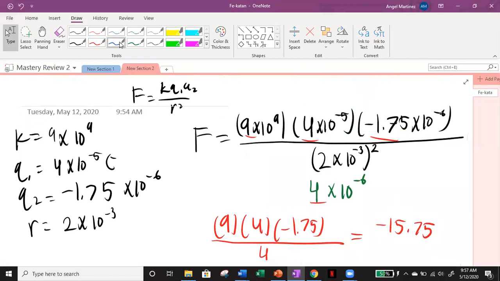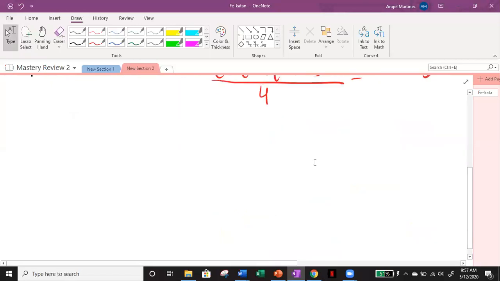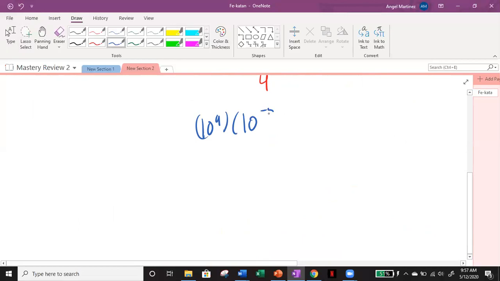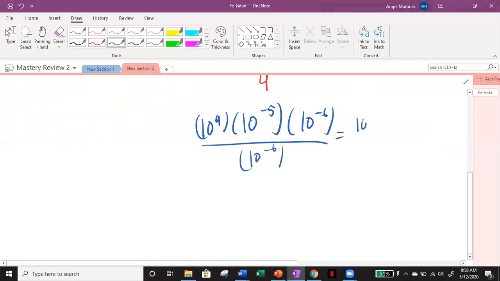Now let's do the exponents. I like to color code these so you know which numbers I'm talking about. So the exponents we have 10 to the 9 times 10 to the negative 5 times 10 to the negative 6 over 10 to the negative 6 again. So we have 9 minus 5, which is 10 to the 4, minus 6 is 10 to the negative 2, over 10 to the negative 6.